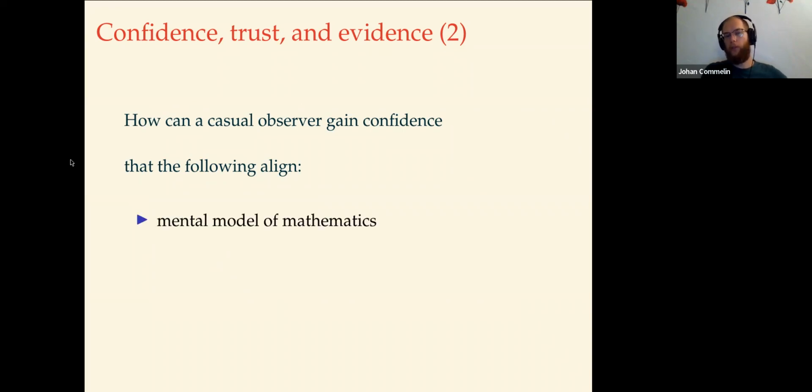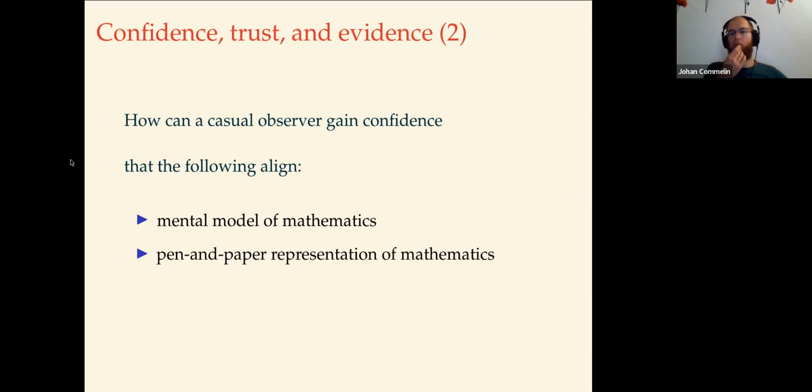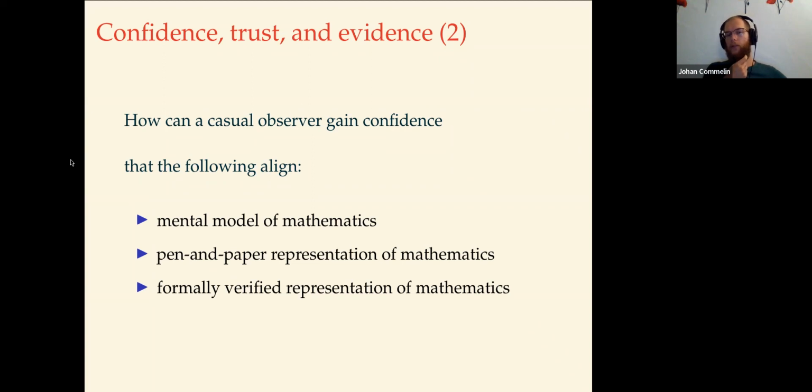So first of all, there's the mental model that you have of mathematics. Then there might be a pen and paper representation of mathematics. And finally, there might be this formally verified representation of mathematics. There are different ways to approach this depending on your background.